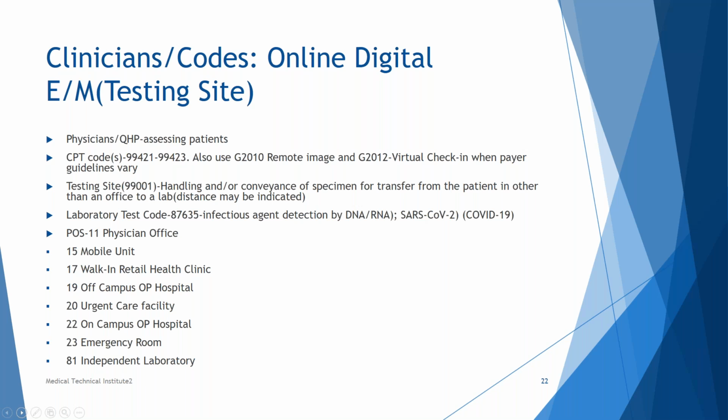So they have a couple: 11 for physician office, 15 for mobile unit, 17 for walk-in retail health clinic. You have 19 for off-campus, 20, I'm sorry, for urgent care, 22 for on-campus, 23 for emergency room, and 81 for independent laboratory.